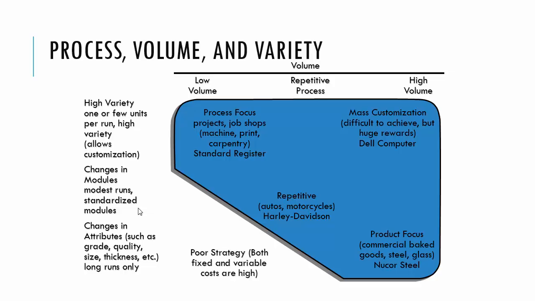Notice that I also indicate a poor strategy on this picture. It would be low volume and low variety. Basically, that is saying that we are not making very many products, and when we do, they all look the same. It is probably difficult to stay in business with that type of strategy. So now let's look at each strategy in a bit more detail.